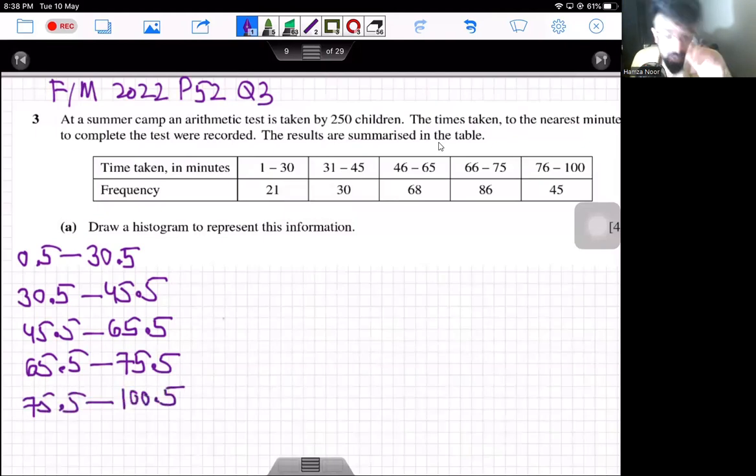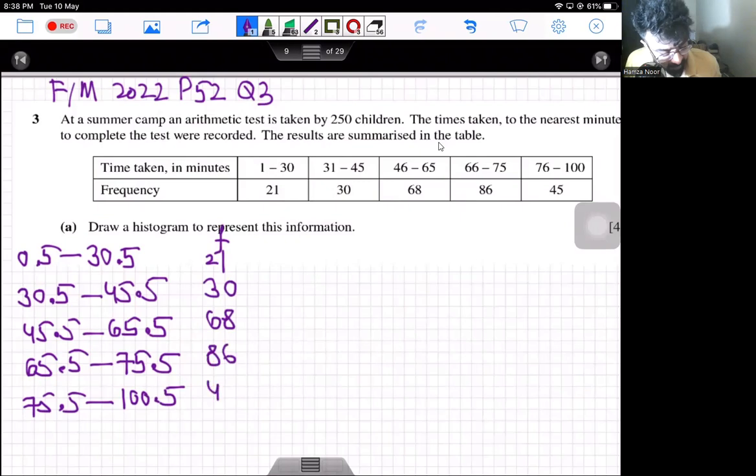And in order to make the histogram, on the vertical axis, we need the frequency density, and the formula for that is frequency divided by class width. So first of all, I'm going to mention the frequencies over here: 21, 30, 68, 86, and 45. And here we have the class width.